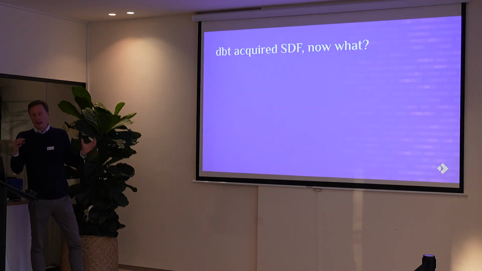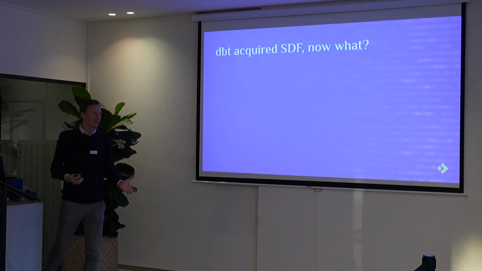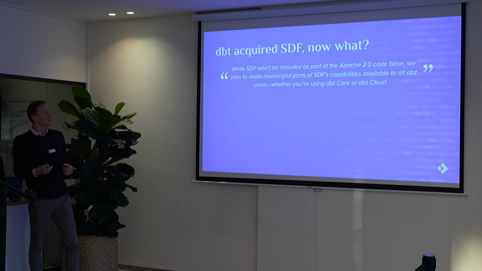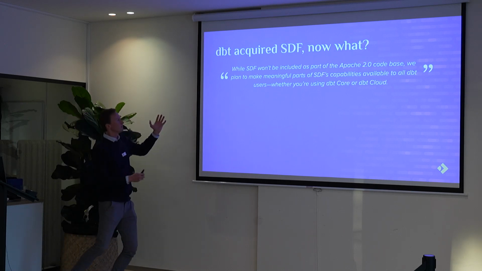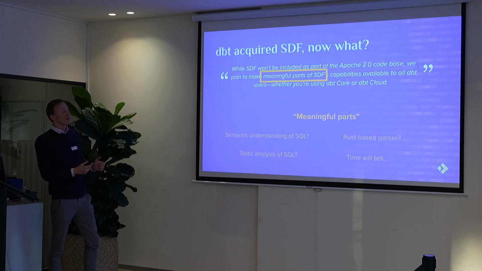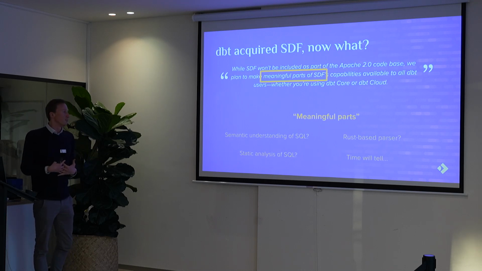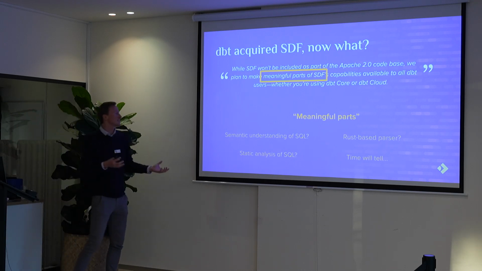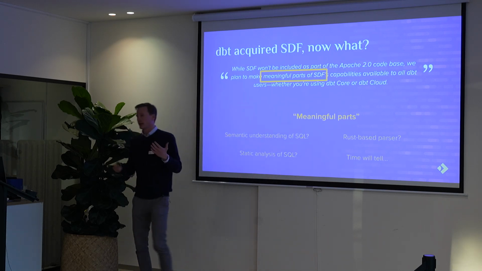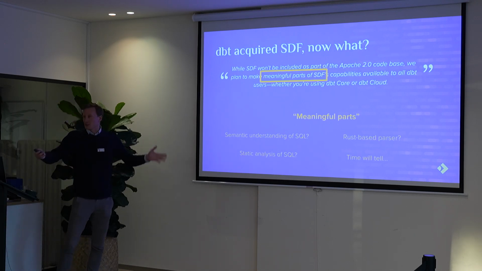Now, DBT has acquired SDF, which is also a tool written in Rust. Does that mean that DBT will be written in Rust in the future? It's a bit hard to tell. In their blog post where they announced it, they said that SDF won't be included as part of the open source code base, but we do plan to make meaningful parts of SDF available to all DBT users. What those meaningful parts are, they didn't specify, right? Do we get the semantic understanding? Do we get the Rust-based parser? It's sort of hard to tell. So the story is to be continued.